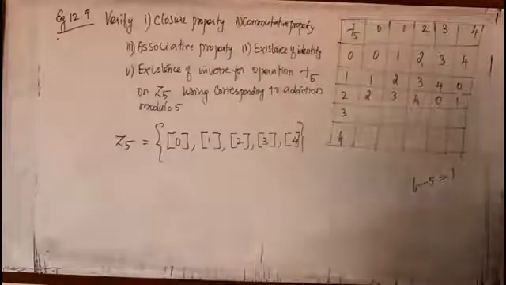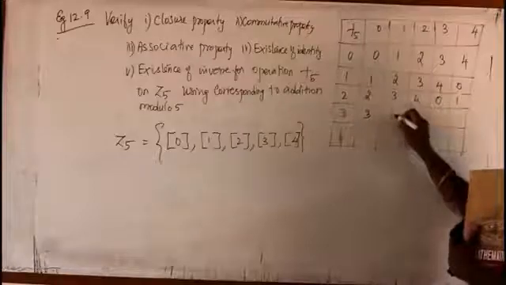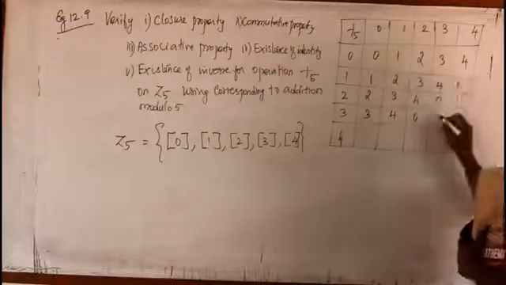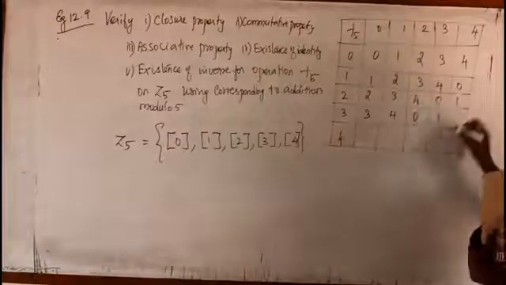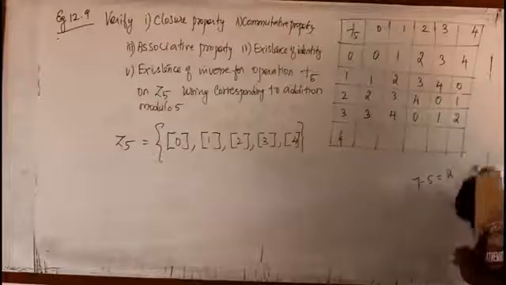Just remove the number of 5s. 3 plus 0, 3. 3 plus 1, 4. 3 plus 2, 5. Remove 5, 0. 3 plus 3, 6. Remove 5, 1. 3 plus 4, 7. Remove 5. The answer will be 2.